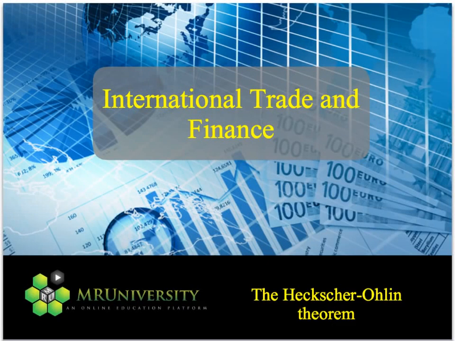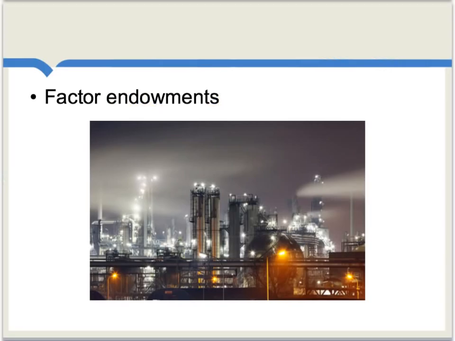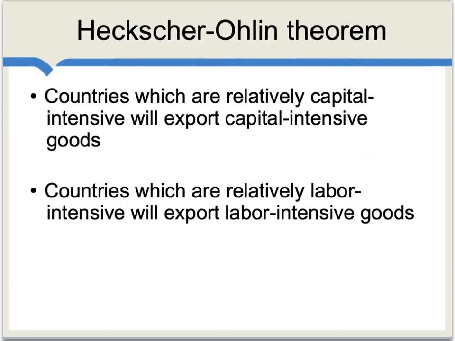Let's now consider the Heckscher-Ohlin theorem. This is basically a theorem about factor endowments. So how much capital or labor does a country have, and how do those factor endowments shape the content of trade? The simplest way to put the theorem is that countries which are relatively capital-intensive will export capital-intensive goods. Similarly, countries which are relatively labor-intensive will export labor-intensive goods.